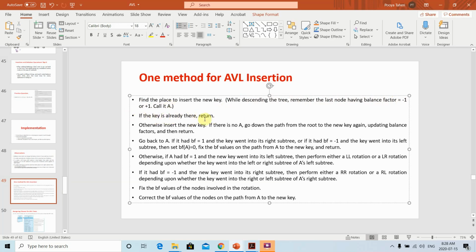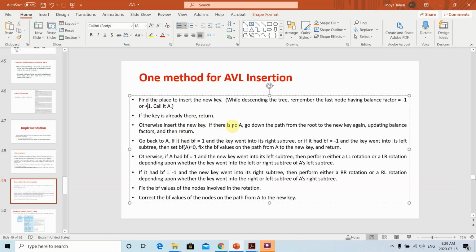If the key is already there, return. Here we assume that we have unique elements. Otherwise we insert the new key. So this is basically doing the insertion for a BST, the only difference being that we store the last node that has the balance factor minus one or positive one, because this is the one that can go out of balance. Okay, let's call this A.